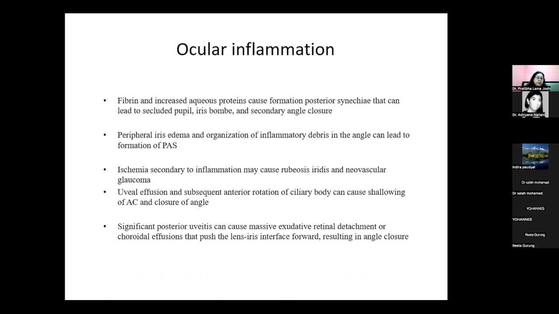Ischemia secondary to inflammation may cause iris neovascularization and neovascular glaucoma. Uveal effusion and subsequent anterior rotation of the ciliary body can cause shallowing of the AC and angle closure. Significant posterior uveitis can cause massive exudative retinal detachment or choroidal effusions that push the lens-iris interface forward, resulting in angle closure.